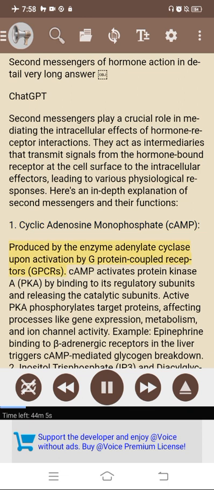Produced by the enzyme adenylate cyclase upon activation by G-protein coupled receptors (GPCRs). cAMP activates protein kinase A (PKA) by binding to its regulatory subunits and releasing the catalytic subunits. Active PKA phosphorylates target proteins, affecting processes like gene expression, metabolism, and ion channel activity. Example: epinephrine binding to beta-adrenergic receptors in the liver triggers cAMP-mediated glycogen breakdown.